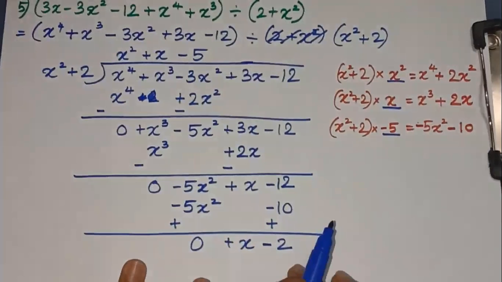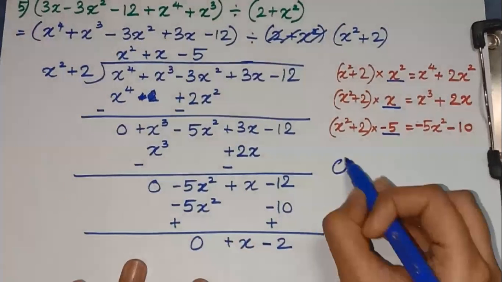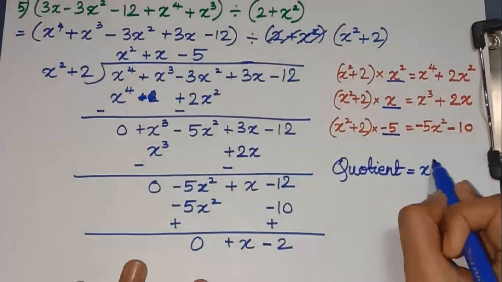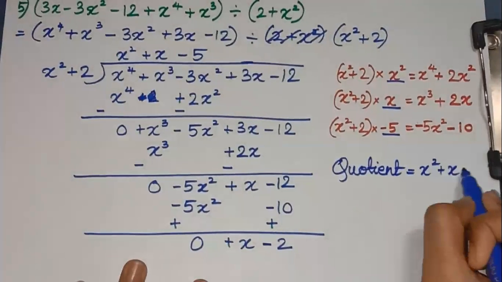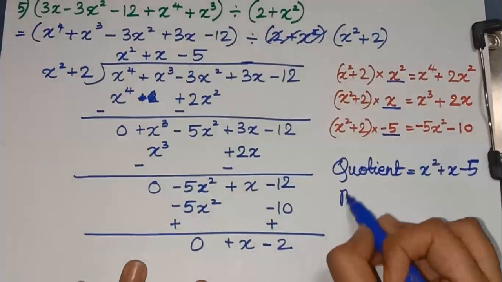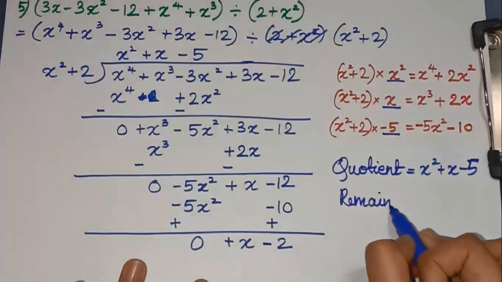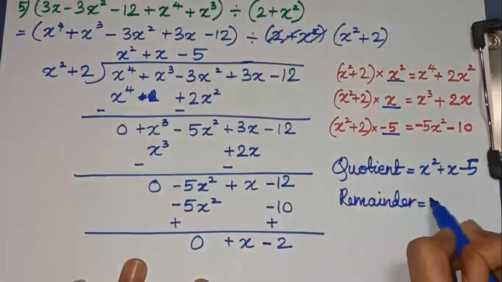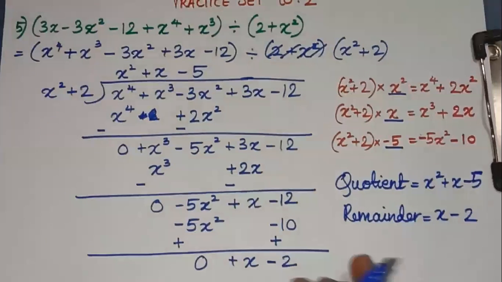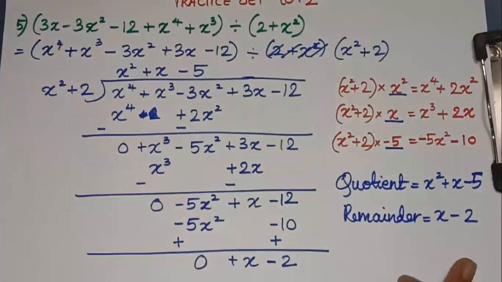And this becomes your final answer. So your quotient is equal to x square plus x minus 5, and your remainder is equal to x minus 2. Okay girls, I hope you understood this sum. Fine, we will move ahead.